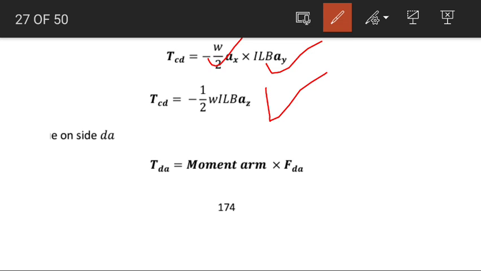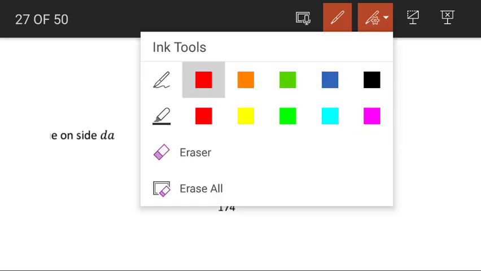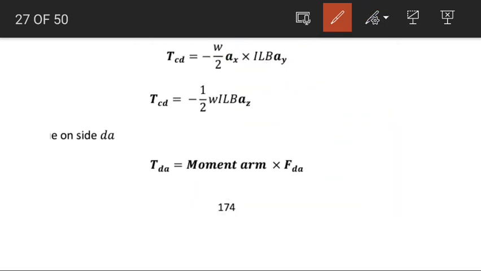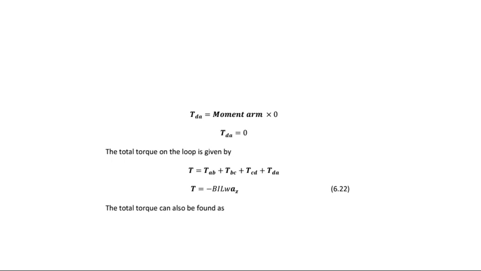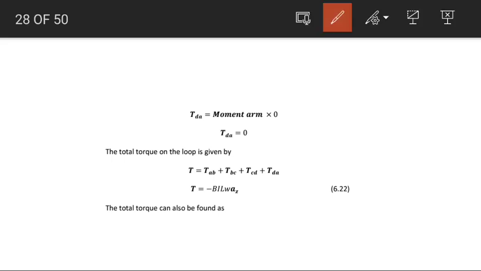Similarly, the torque on side DA will be equal to the cross product of the moment arm and the force on this side. We don't know the moment arm, but at least we know the force on this side, which is 0. As the force on this side is 0, the torque on this side will be 0 as well. The total torque will be equal to the sum of these 4 torques, and if you take the sum, you will get minus BILW aZ.